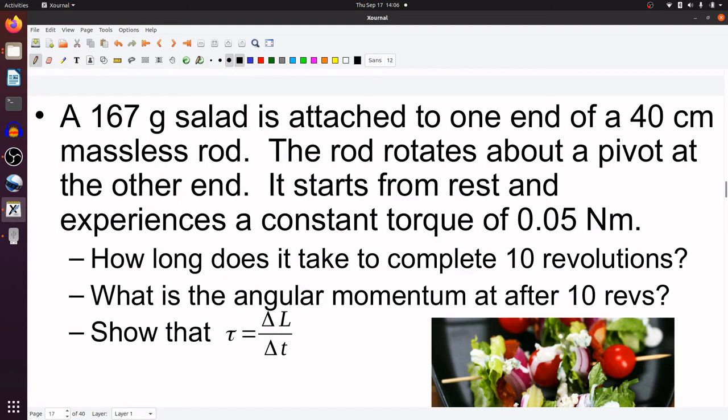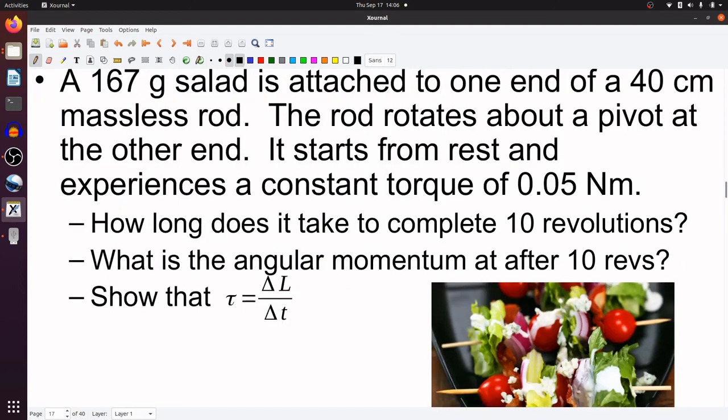It starts from rest and experiences a constant torque of 0.05 Newton meters. We want to know how long it takes to make 10 complete revolutions, the angular momentum after 10 seconds, 10 revolutions, and we want to show that tau is equal to delta theta over delta t. All right, let's do that.